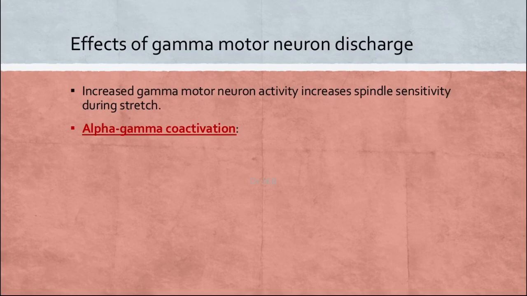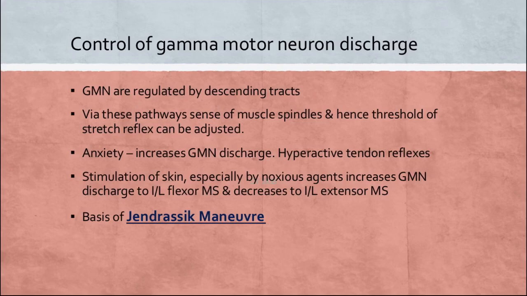This thing is called as Jendrassik maneuver. Jendrassik maneuver, see this Jendrassik maneuver. What is the basis of Jendrassik maneuver? The stimulation of the skin, especially by the noxious agent, increases the gamma motor neuron discharge to ipsilateral flexor muscles. Okay, muscle spindle, to the muscle spindle.